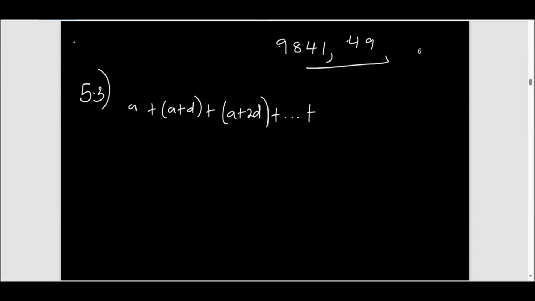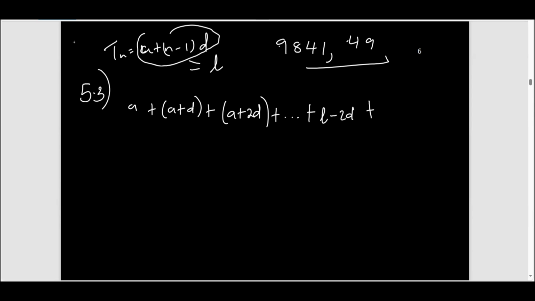I'll have, let's say, the third last term. We know that the last term is given as Tn, which is A plus n minus 1 into D. If I let this whole thing be equal to L, then my third last term will be L minus 2D, my second last term will be L minus D, and my last term will be just L. So if I add everything, I'll just say Sn.